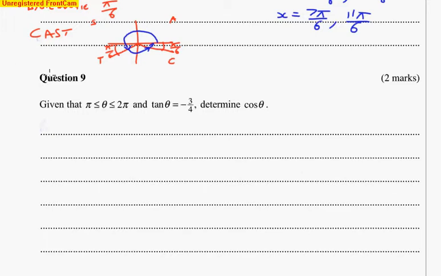Hello again. Here's question 9 from the 2013 exam. We are given that, and the tan is that, find the cosine of the angle. Okay, when you're not told very much and all we're told is that the tan is this fraction here, draw yourself a right angled triangle. So here we go.